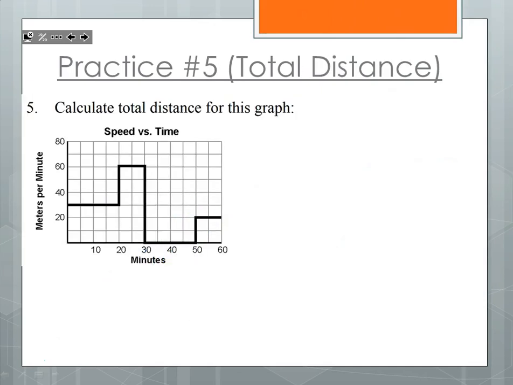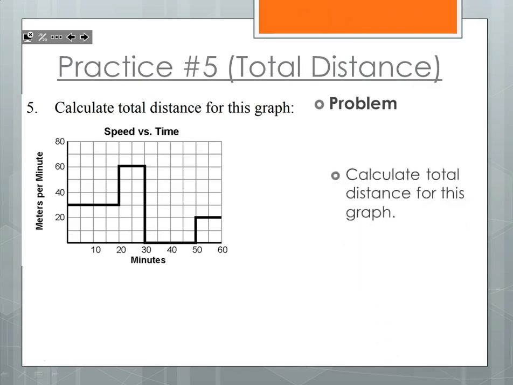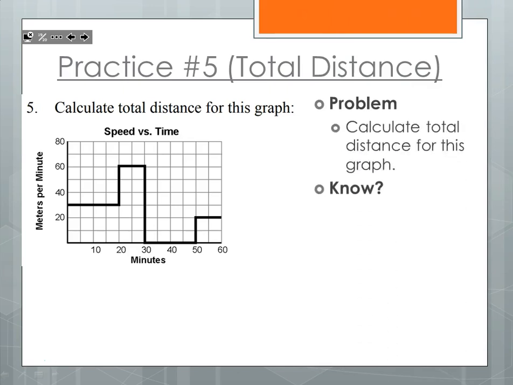Okay, so let's practice number 5. So go to your next page and look at number 5, or skip several lines on your paper and calculate the total distance for this graph. So our problem tells us to calculate total distance for this graph. Remember, what you know is that speed equals distance divided by time.